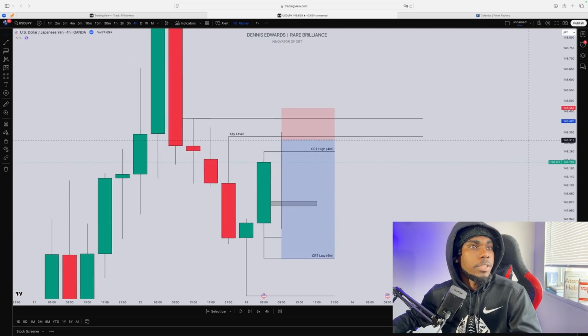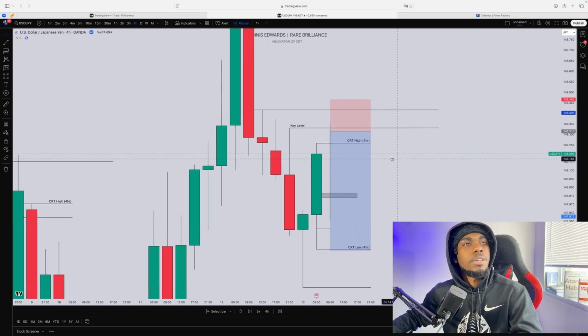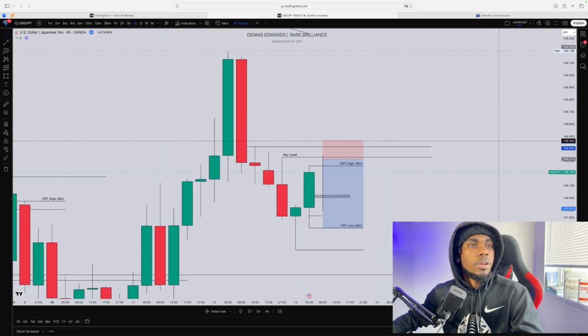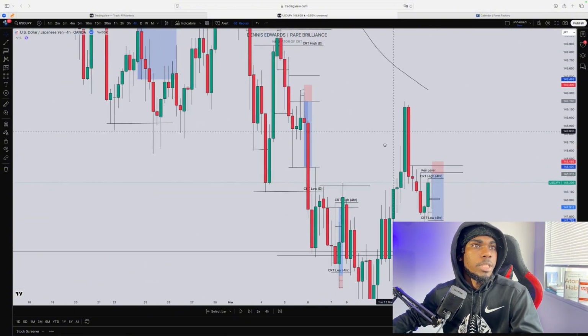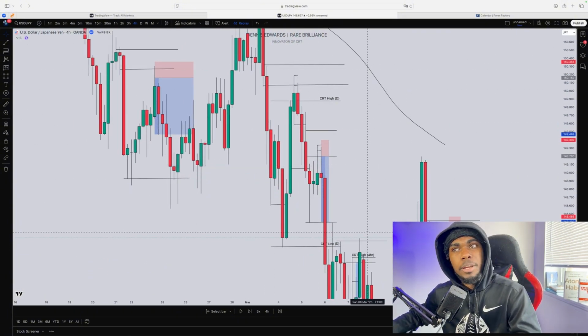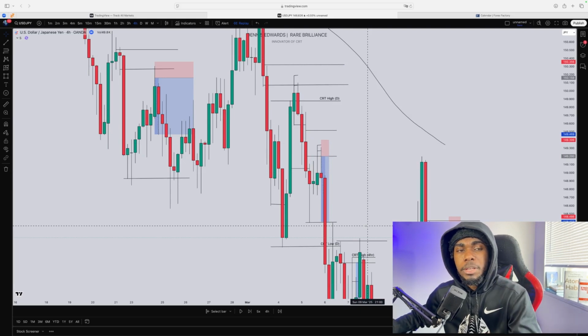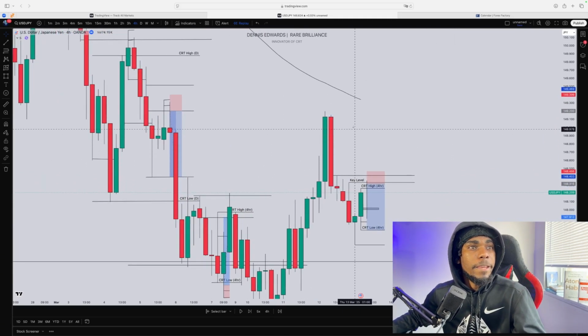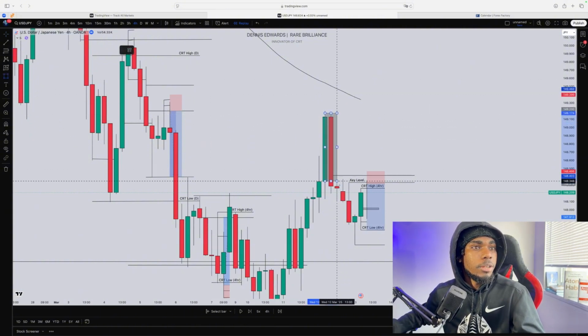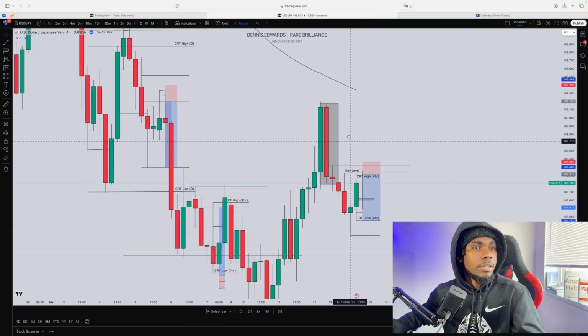First thing first, I saw that overall we're in a bearish market. You can see the majority of the overall momentum in the market is bearish. And then I take note of this huge bearish candle here.